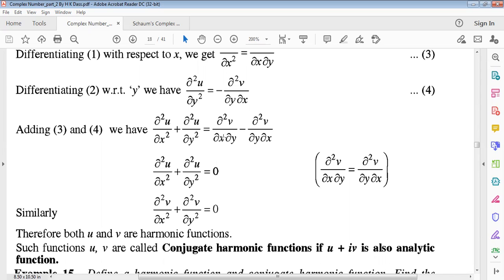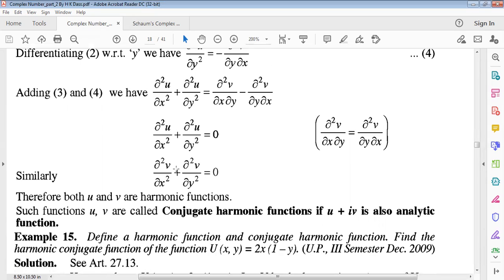Del square b by del x del y and del square b by del y del x are the same for a continuous and differentiable function, so this will be cancelled. We get 0. And del square u by del x square plus del square u by del y square equals 0. Existing this condition, so this is called what?